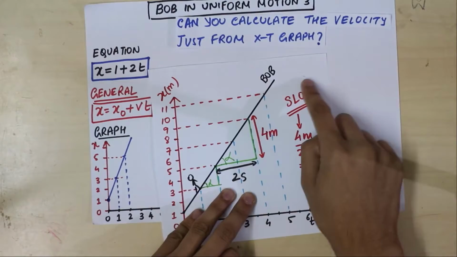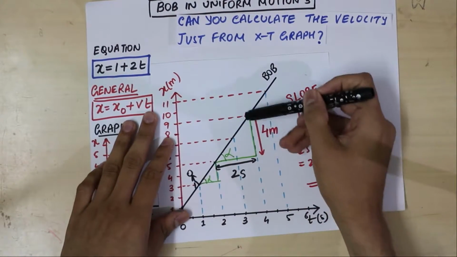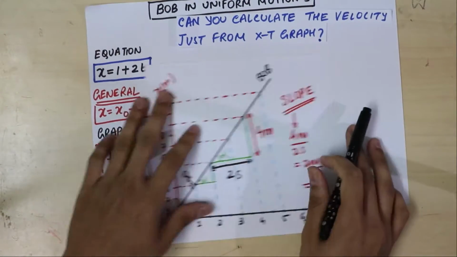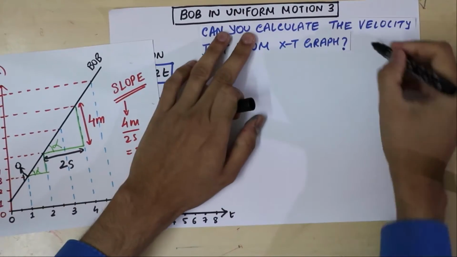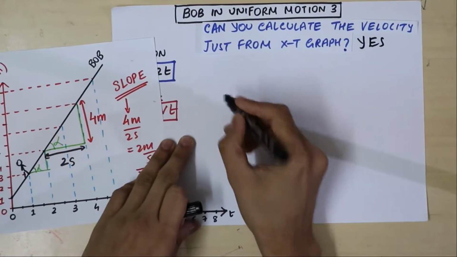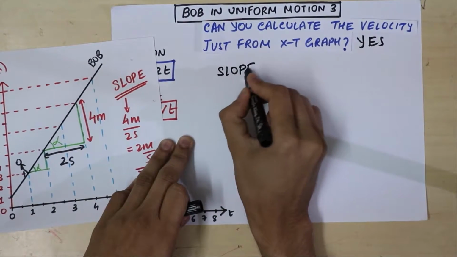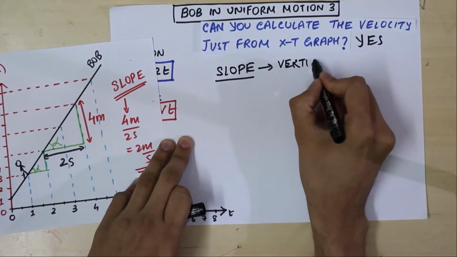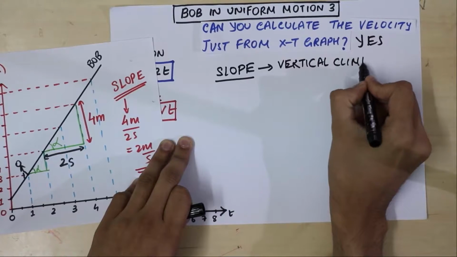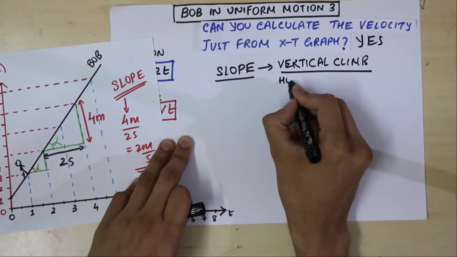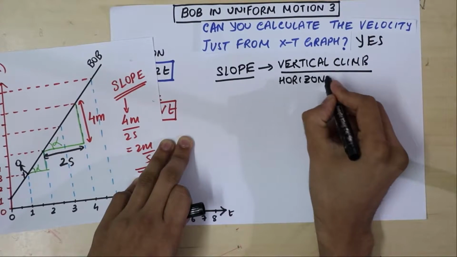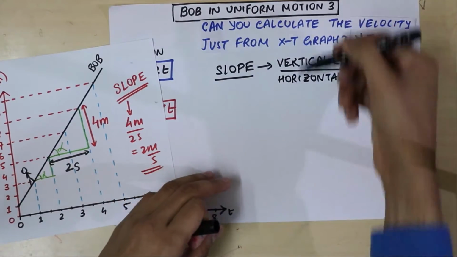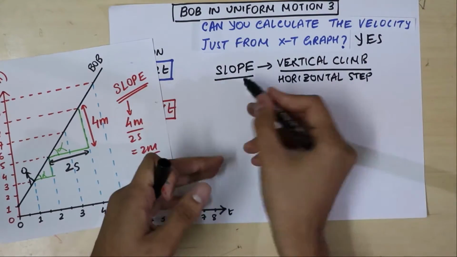Now, what does slope represent? The slope represents how much vertical climb he needs to make for every horizontal step he takes. Let me write that down. So, the answer for this is yes, by the way, obviously. But let me write what slope is. We define slope as the ratio of the vertical climb divided by the horizontal step. So for every horizontal step, how much vertical he has to climb, we call that the slope.